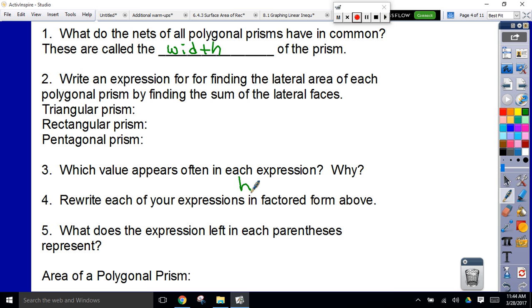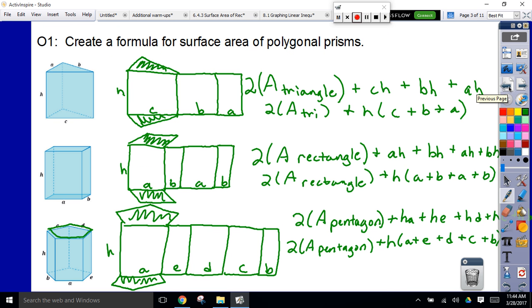I'm not going to do all of this. Let's see, what is the expression left? H parentheses. Okay, this I do want to talk about. If we go back to our page from before, and we look at what's left inside the parentheses, what does this represent? If I'm adding together C plus B plus A, let me trace this so you can see it on the video, C plus B plus A. What's left in parentheses here is A plus B plus A plus B. Here we go, A plus B plus A plus B. And then down here I'm doing B plus A plus E plus D plus C.